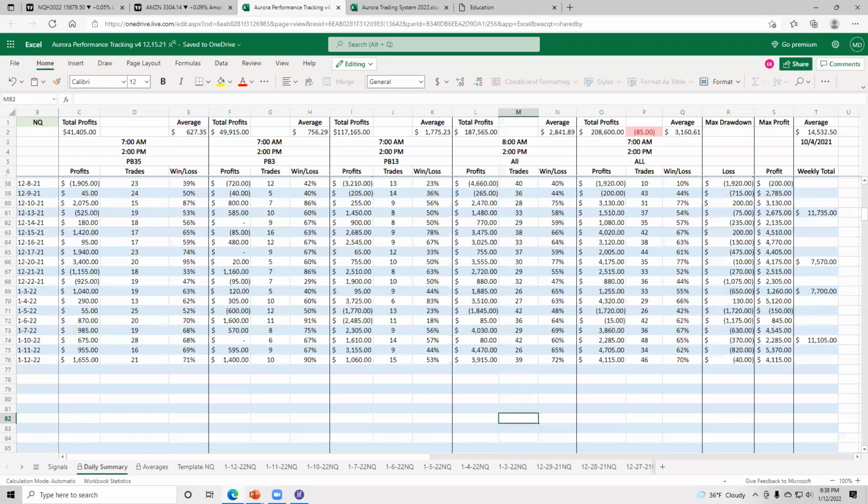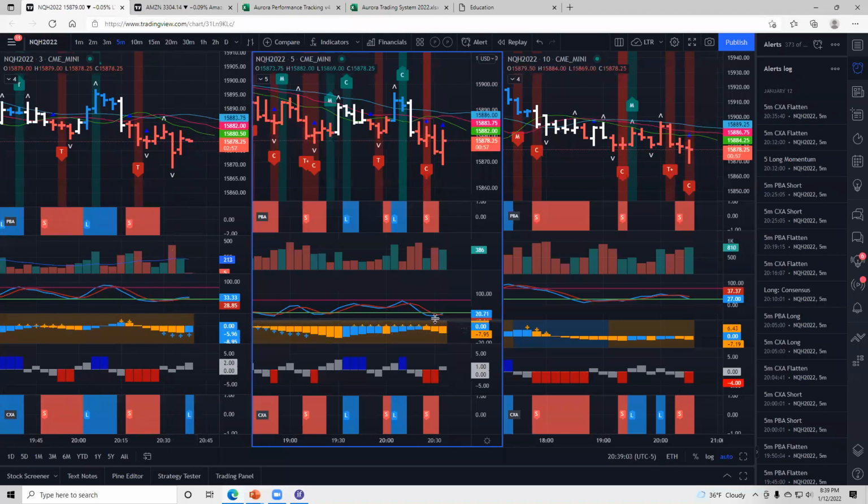Michael is saying if the 5-minute CXA goes away, we do not close the trade. If the 5-minute CXA goes away and the 3-minute PBA goes away, you're going to close the trade. But you need them both to go away to close a Pb35 trade.